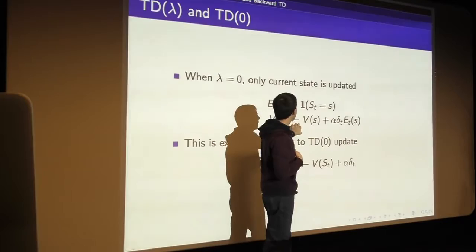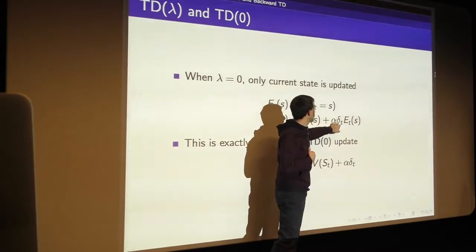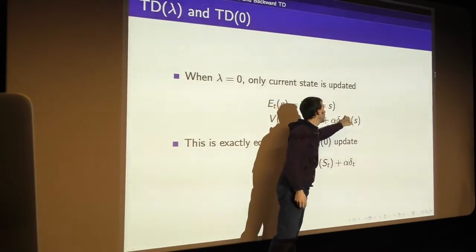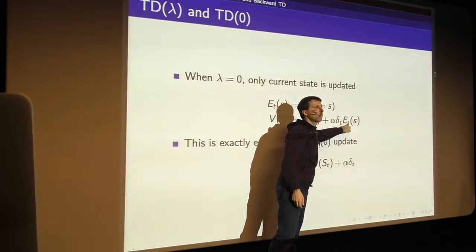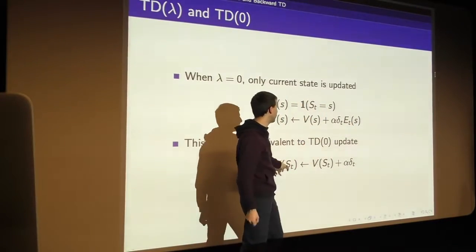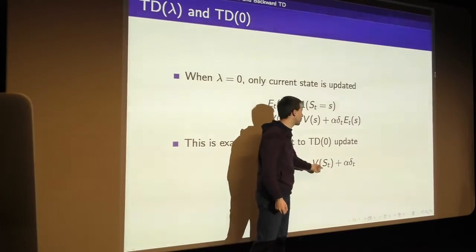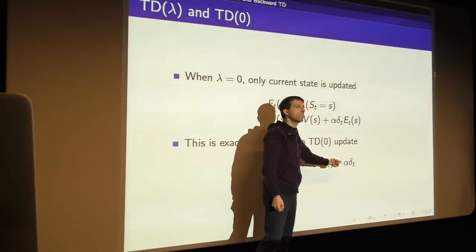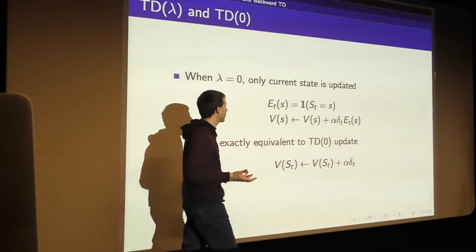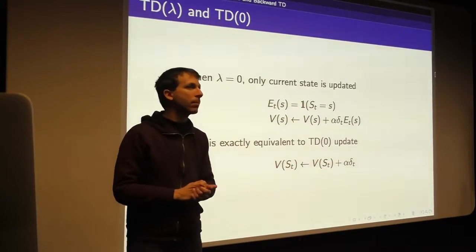And so we update our value function in proportion to this thing, which only will be updated if we actually visit that state. And that's exactly what TD0 does. For the state that we visited, we update the value function in proportion to the TD error for that state, only if that state was visited and never otherwise.